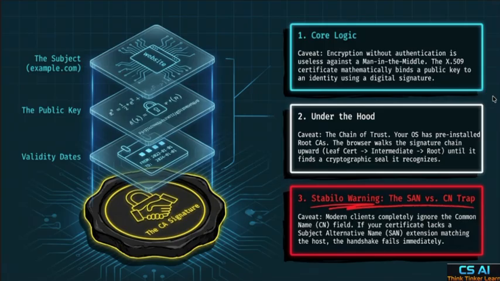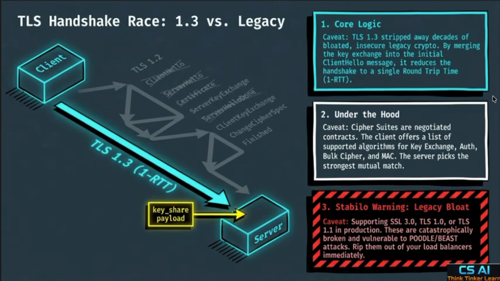One major gotcha in production is modern clients completely ignore the common name or CN field. If your certificate lacks a subject alternative name or SAN extension which matches the host, the handshake will fail immediately. Always check your SANs. The TLS handshake has evolved from a slow walk to a sprint now.